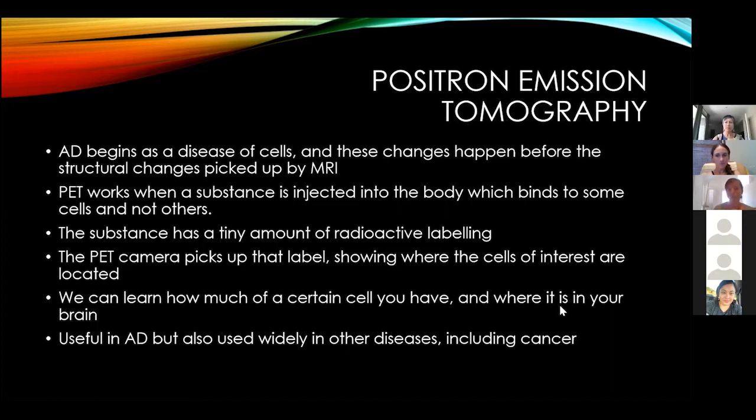So PET works when a substance is injected into the body which binds to some cells and not others, or some proteins and not others. It has a radioactive label, and the PET camera then picks up on that label. So it shows where the cells of interest are located in the living person. And we can learn how much of that cell you have, but also where it is in the brain. And those two things are very important in Alzheimer's disease.